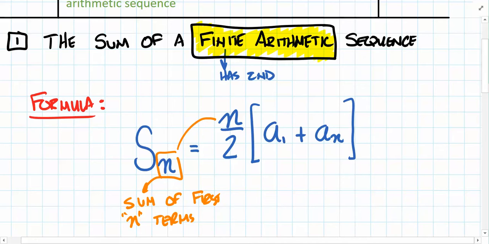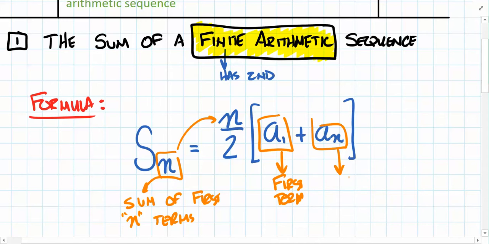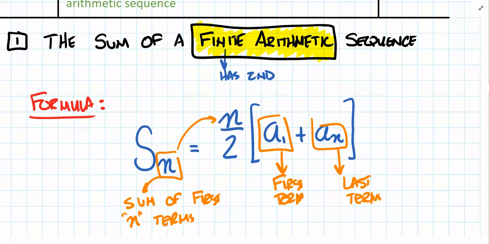So this n and that n, those numbers match up. This a sub 1 is the very first term that you have, and this a sub n over here is the very last term that we have. As long as you know the first term and the last term, you can figure out the entire sum of that finite arithmetic sequence. So this formula is very, very important. We're going to use it in this lesson.